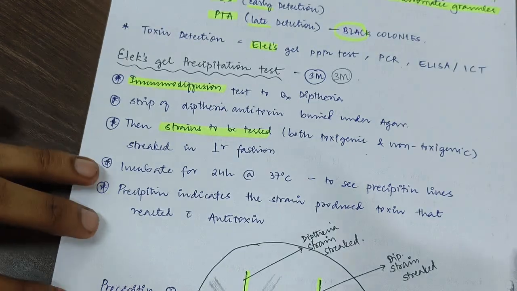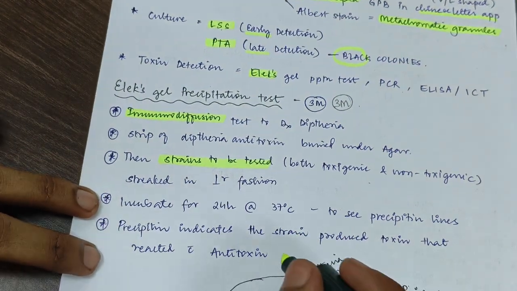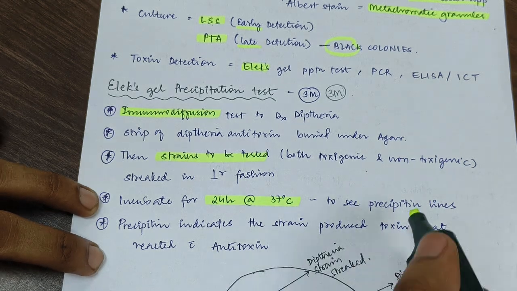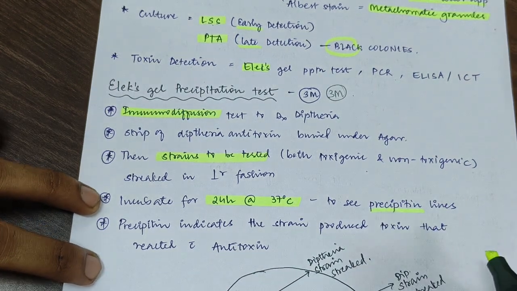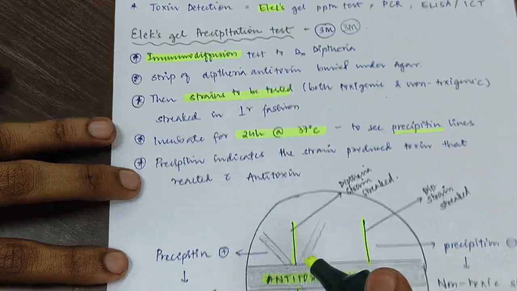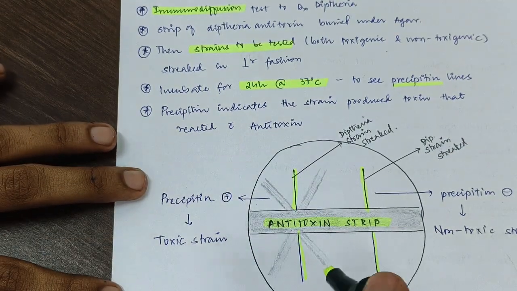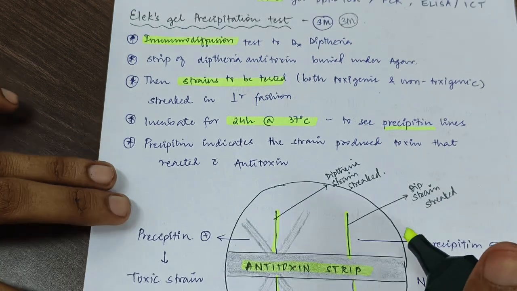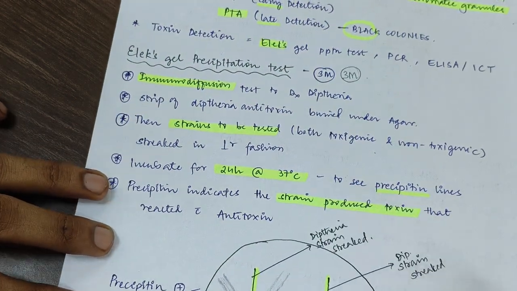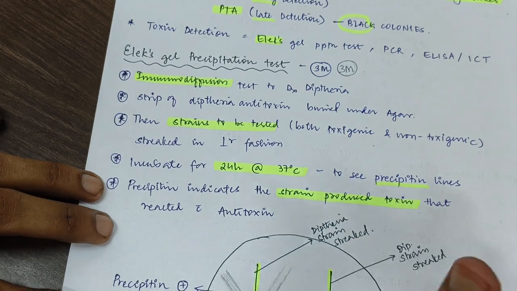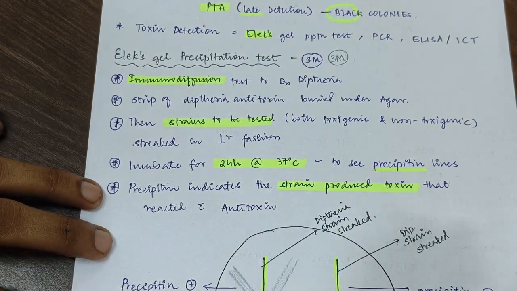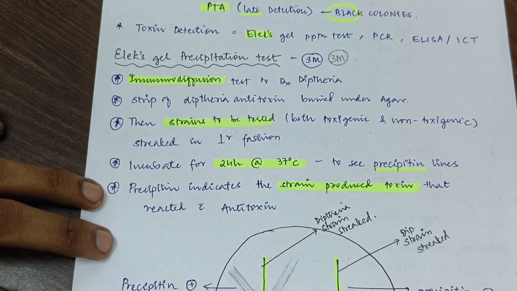After that you are going to incubate for 24 hours at 37 degrees Celsius to see the precipitin lines. Once these precipitin lines are formed, whatever is marked here with an X is the precipitin line. That indicates the strain produces toxin. The strain is producing the toxin and it is reacting with the antitoxin strip, bringing about the precipitation reaction.